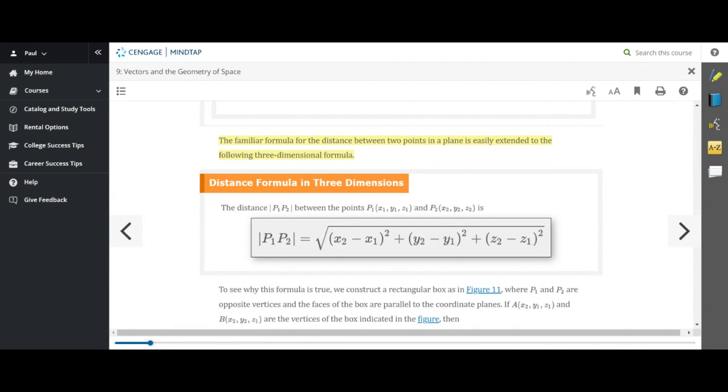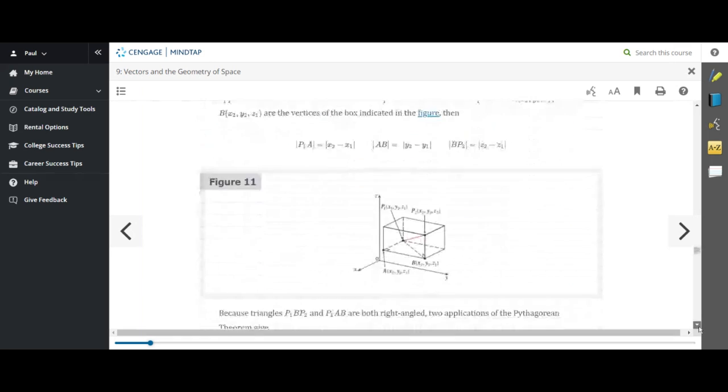Okay. So, the distance formula is just an extension of the distance formula you know for the distance between 2 points in the plane. The distance between 2 points in three-dimensional space is just that formula. They prove that on the next page, but hopefully you're comfortable with that.